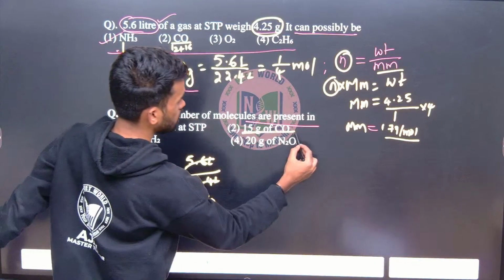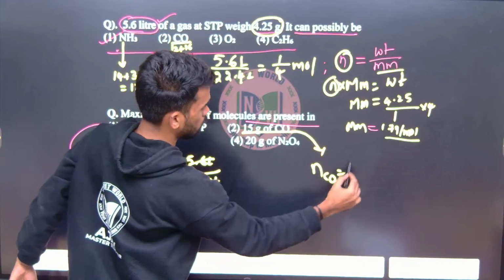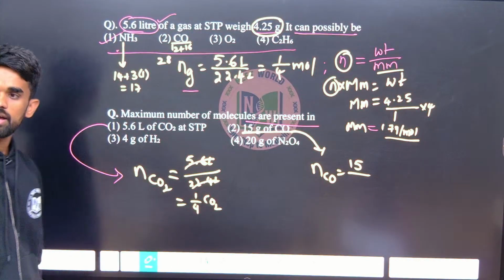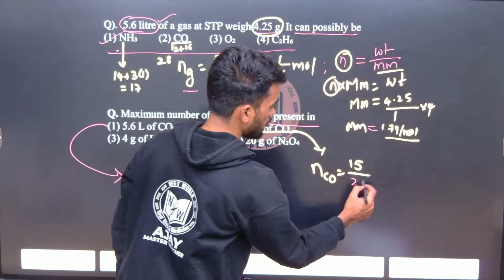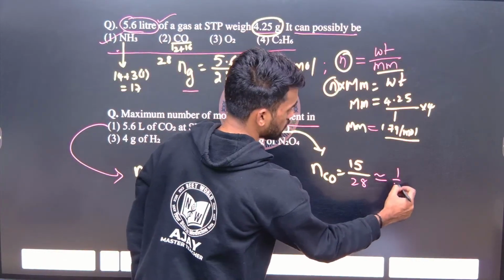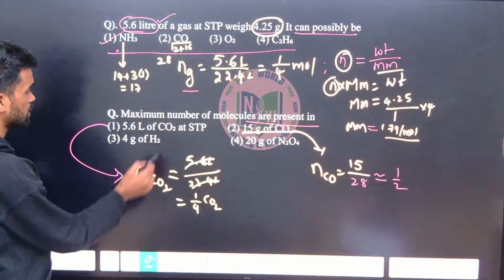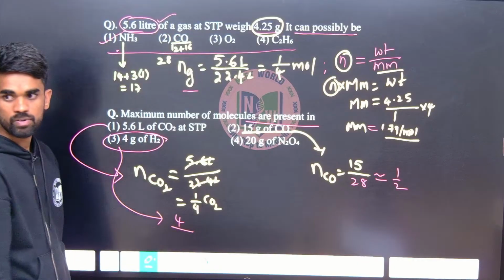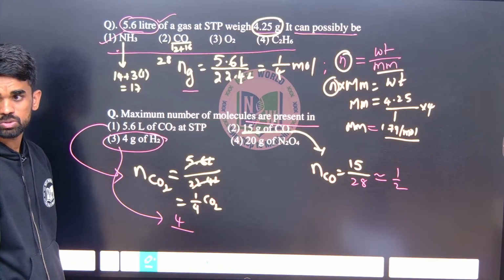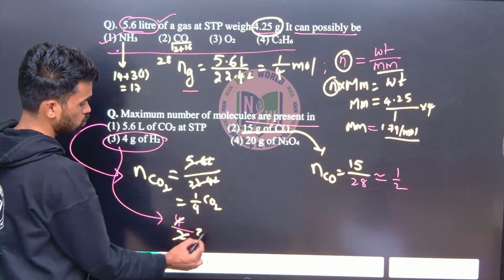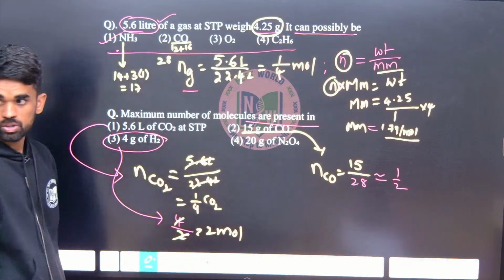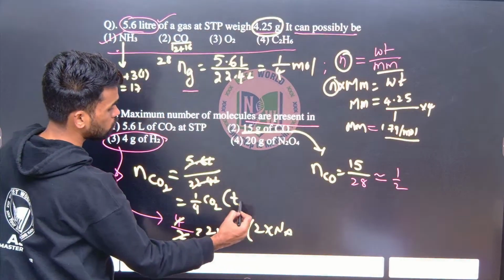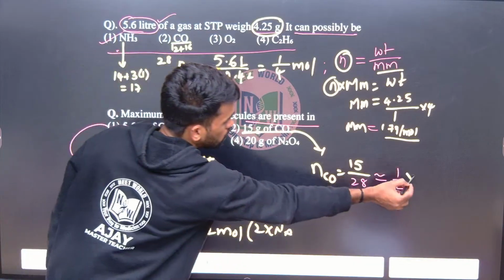Next, for this, number of moles of CO will be 15 grams by 12 plus 16, so 28. Okay, this will be nearly half. Next, for this, 4 by the molar mass of hydrogen. H2 is 2, so you got 2 mole. 4 by 2 is 2 mole. So this will be 2 into Na. This is 1 by 4 into Na, and this is 1 by 2 into Na.